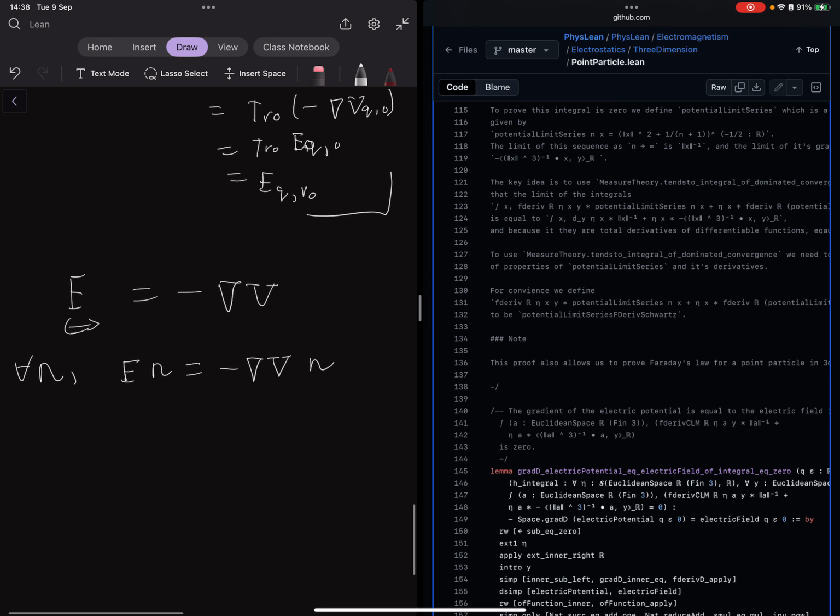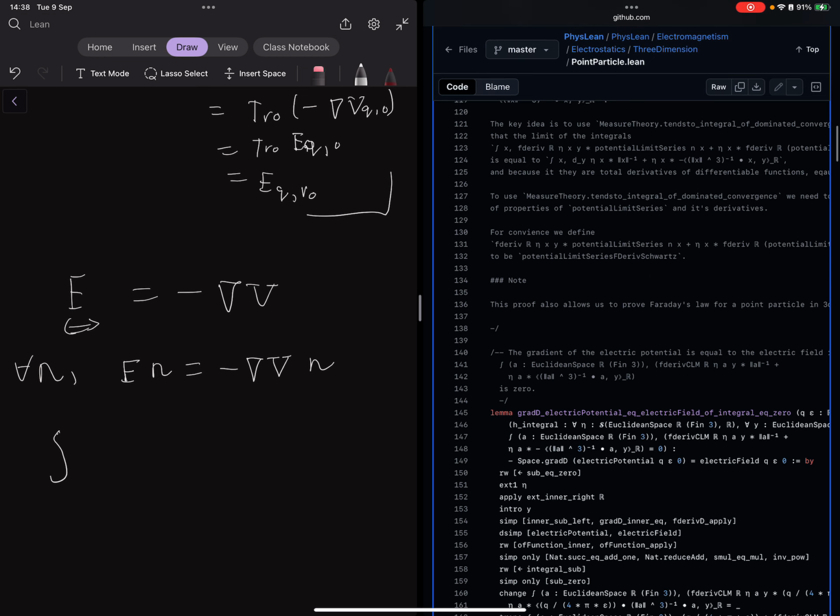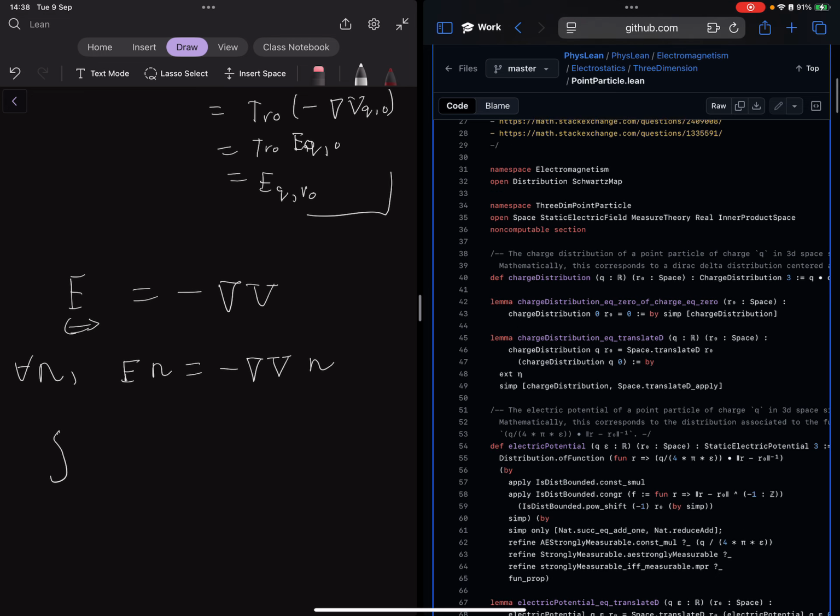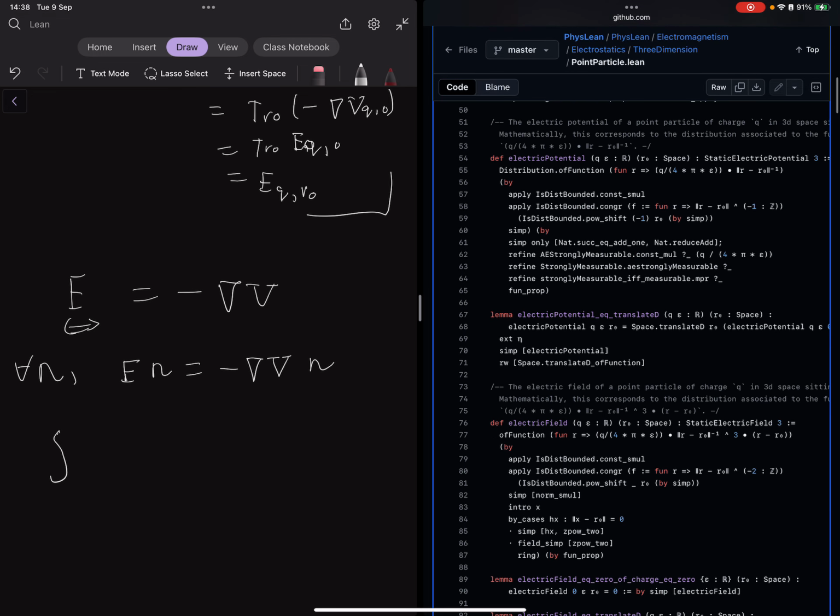So what does this correspond to? The left-hand side is simply equal to the following. I'm going to have to remind myself by scrolling up what the electric field is on the right-hand side. So this is equal to Q over 4 pi epsilon times R minus R naught, times R minus R naught, times eta of R. So that's the left-hand side, and that's really by definition. So that is definitionally equal to this.